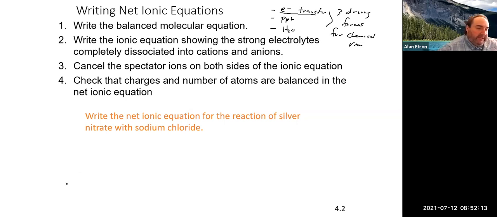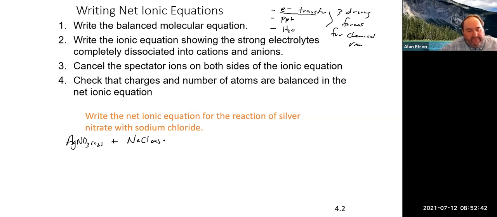we have everything in words. So the first thing we would want to do is write the molecular equation. It's basically saying the reaction of silver nitrate, so that would be AgNO3, and sodium chloride, which is NaCl.